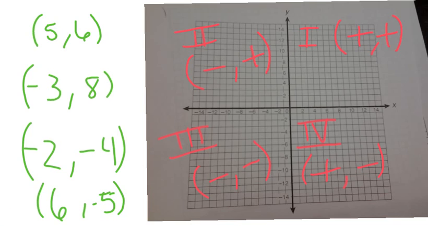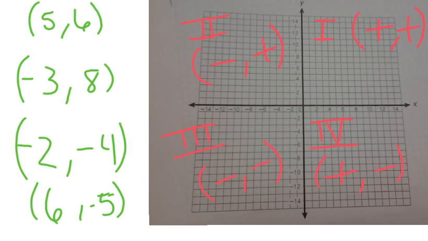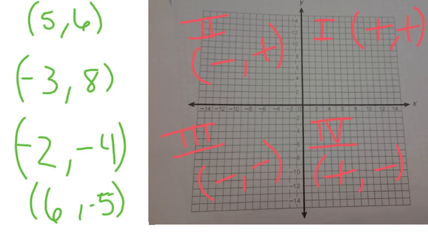To graph the first point, 5, 6, I would start at the origin, go over 5, and up 6. So there it is. Okay, that's the point 5, 6. Negative 3, 8: I would start here, go over 3, and go up 8. I have to go in a negative direction since it's negative. It does not want to write on that part. That's weird. Anyway, it's sort of up right about there.